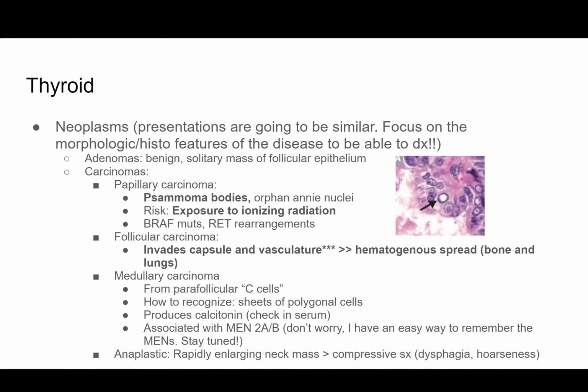And then anaplastic is a rapidly enlarging mass. So that's going to be your clue: rapidly enlarging, and then you're just going to have mass effects, so dysphagia and hoarseness.